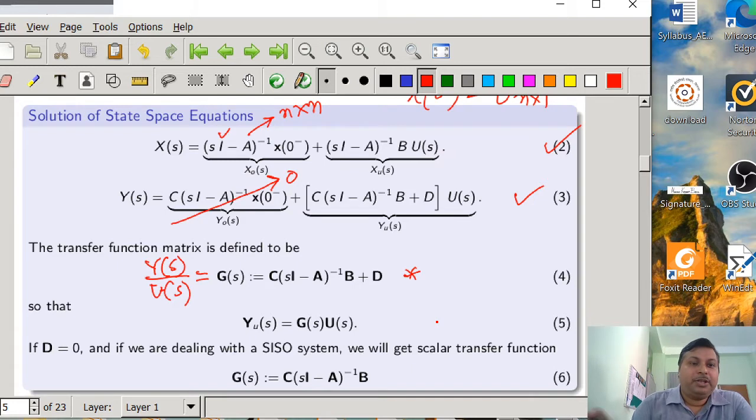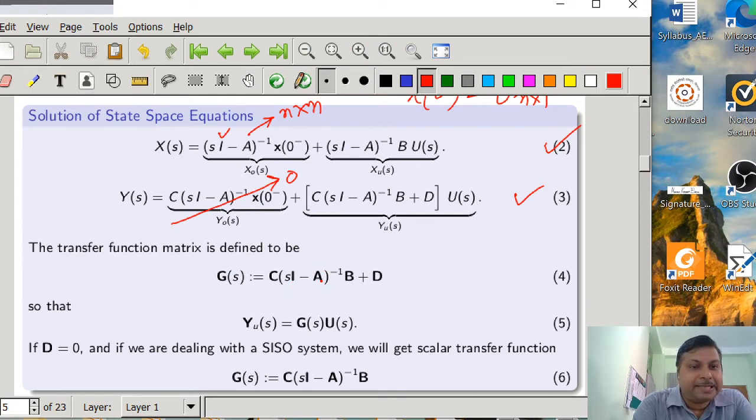Now, one important thing you can see is that it is a transfer function matrix, because we are dealing with a MIMO system. Whenever you are computing the transfer function for a MIMO system, essentially the transfer function will be a transfer function matrix. So let us see what the dimension of G(s) will be if we are dealing with a MIMO system. What will be the dimension of (sI - A)^-1?